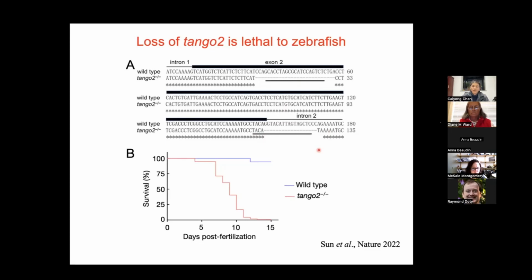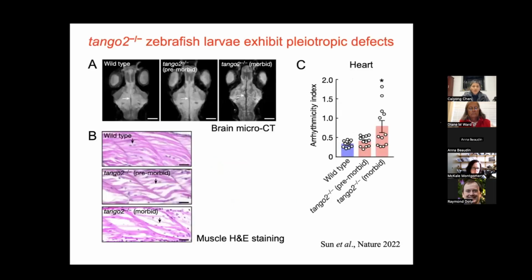We found that loss of TANGO2 is lethal to zebrafish, and this phenotype has a maternal effect. The homozygous mutants from homozygous parents all die during early development. But the homozygous mutants from heterozygous parents can still survive to later stages. Some of them can even survive to adulthood. We also performed a preliminary analysis on several tissues of the fish. We found that TANGO2 knockout zebrafish displayed signs of brain atrophy, disorganized muscle fibers, and cardiac arrhythmias. These symptoms are partially similar to the symptoms of human TANGO2 patients.